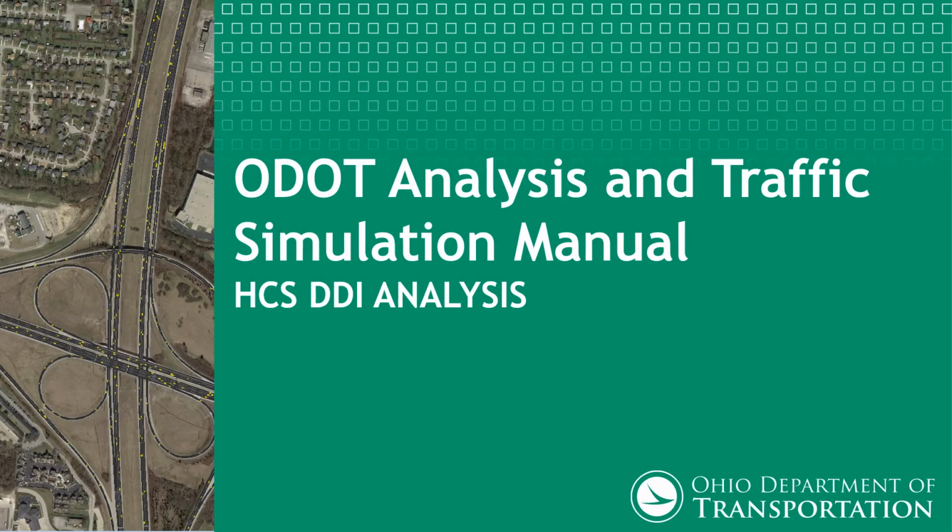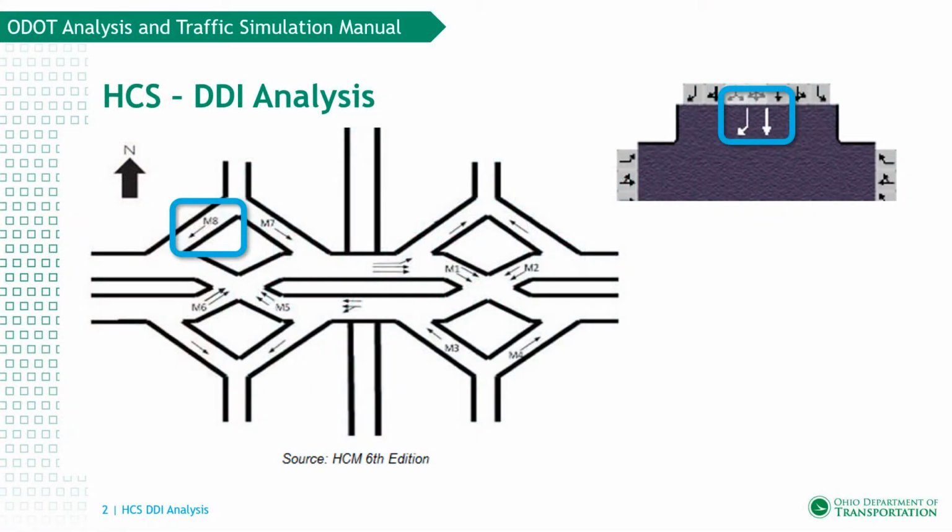This video details conducting a DDI analysis using the Highway Capacity Software. It is important to note that this video was created with HCS 7. A DDI analysis is started like a normal streets evaluation with two intersections.